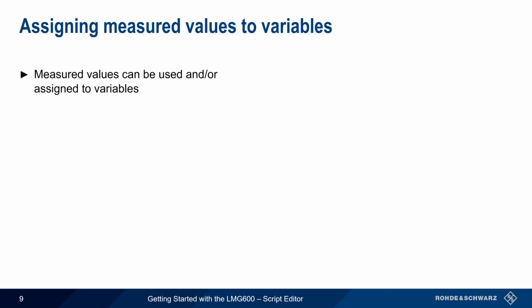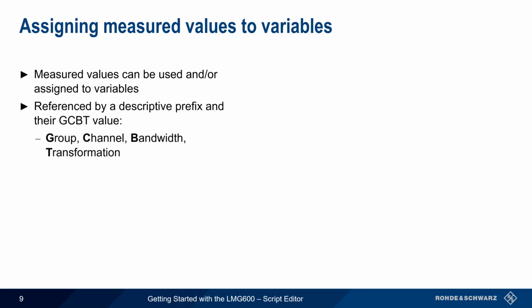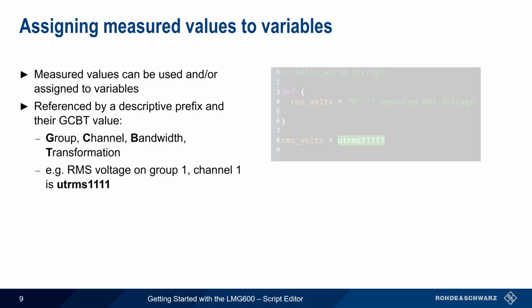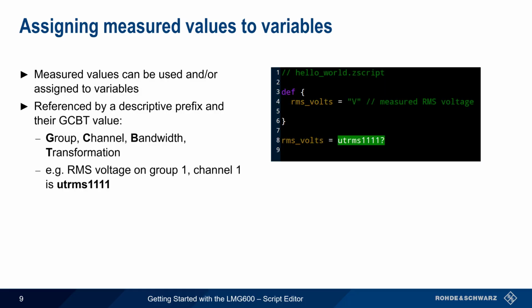Measured values or measurands, such as voltage, current, power, etc., can be used directly in Script Editor, or can be assigned to variables. These values are referenced by using a descriptive prefix and a 4-digit GCBT value, which stands for group, channel, bandwidth, and transformation. For example, the RMS voltage on Group 1, Channel 1 would be referenced using UTRMS 1111.